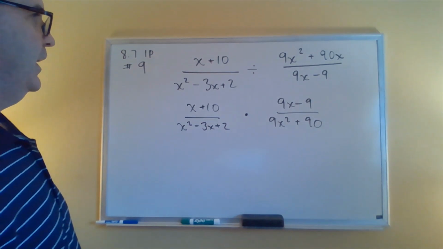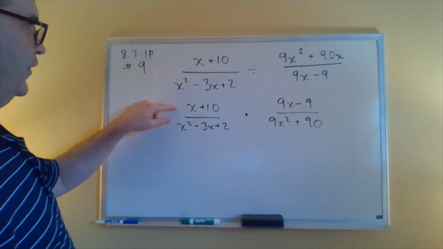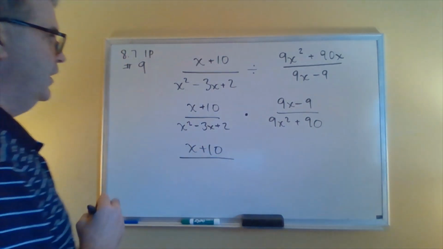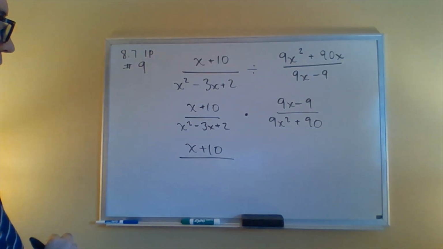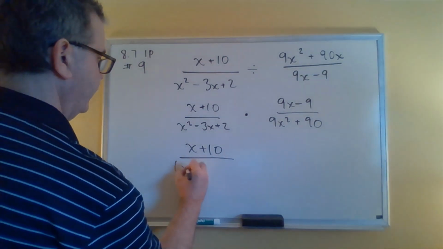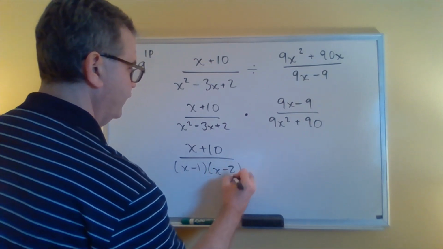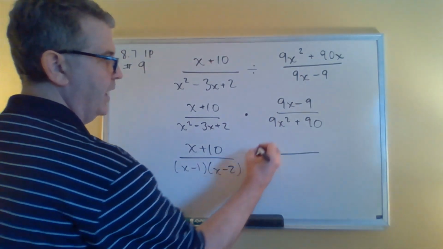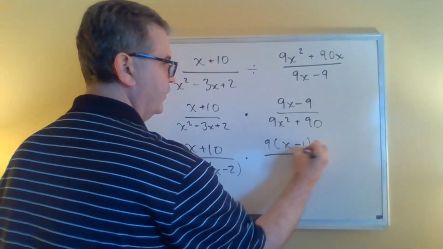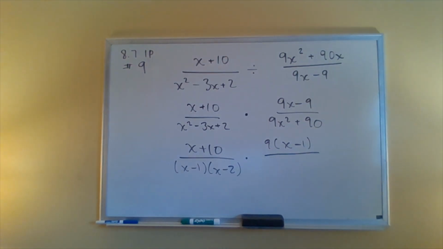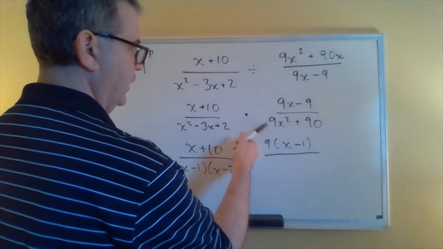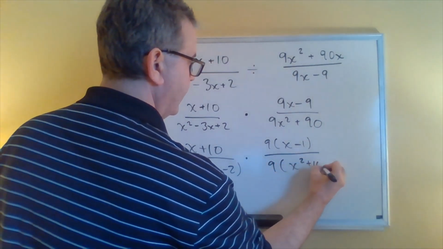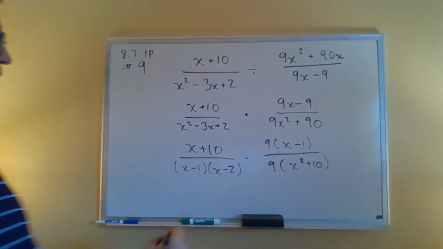Now we need to factor each numerator, each denominator. This first numerator is already as simplified as can be. However, our denominator, we can factor that to x minus 1, x minus 2. I'm going to multiply that over here. We can pull a greatest common factor of 9 out of our numerator. That'll leave us with 9 times x minus 1. And we can pull a 9 out of that one as well. Now we fully factored everything.